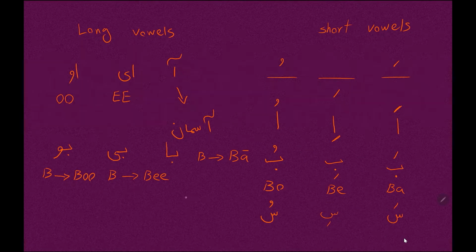Let's say we have Se. Again, we write the letter Se or Sin differently because we have to attach another letter, which in this case is Alef, to it. So Sa. Again, we don't use this sign anymore because it is attached to another letter. Si, Su. Sa, Si, Su.